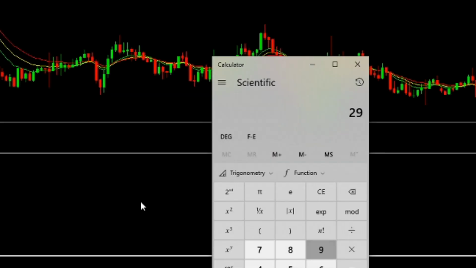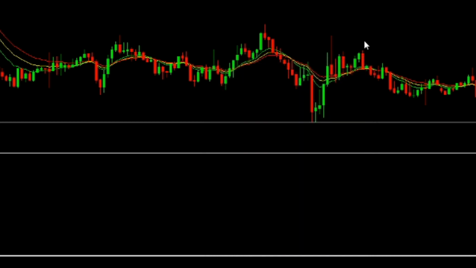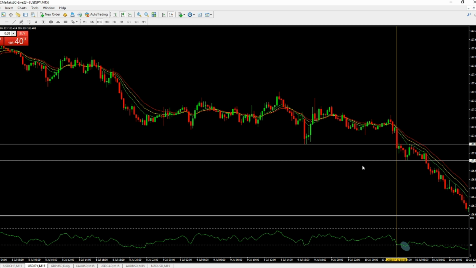See, 296 divided by 96, it's a 3 ratio, no? 3:1 ratio. More than 3:1.